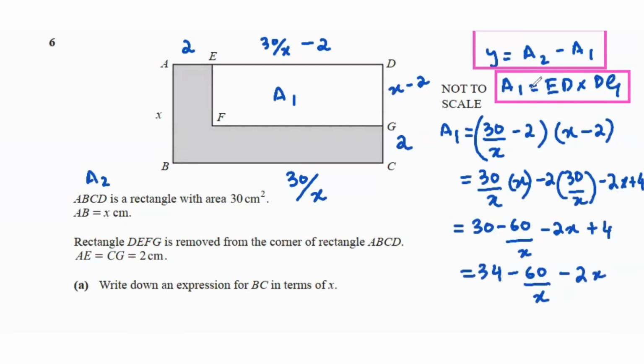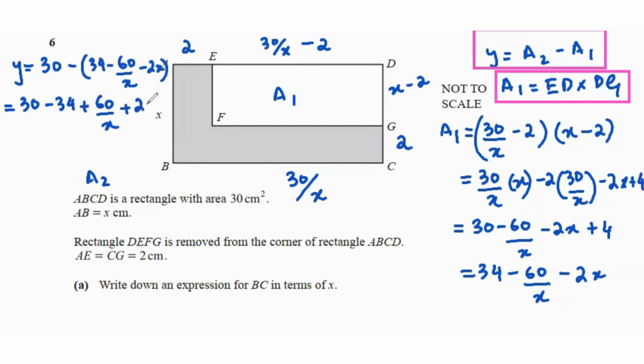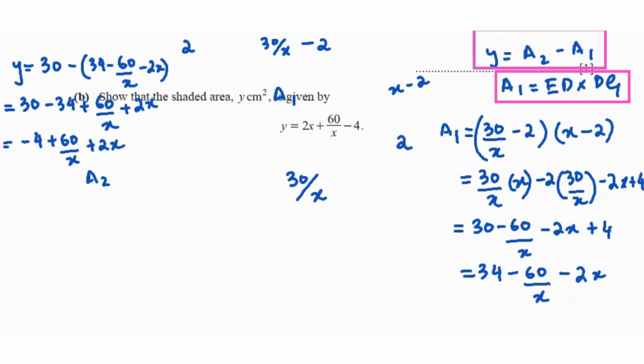So now when we find the difference of A2 and A1, A2 is 30. So 30 minus 34 minus 60 over x minus 2x, that's going to be 30 minus 34 plus 60 over x, because minus times minus is positive, and again plus 2x. 30 minus 34 is minus 4, plus 60 over x and plus 2x, which is the same as the equation given in the question.